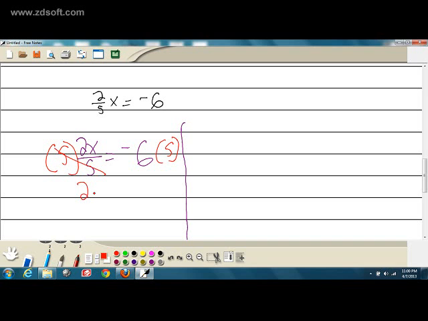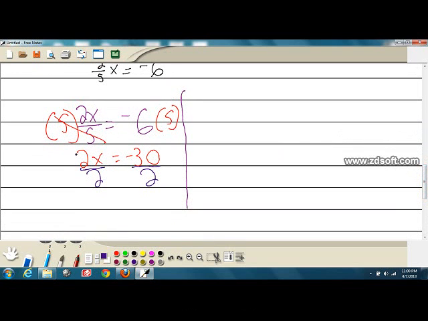So we're left with 2x is equal to negative 30. Cool. Alright, so now it's 2 times x. So now we need to get rid of that times. So what is the opposite of multiplication? Hopefully you said division. So divide both sides by 2.